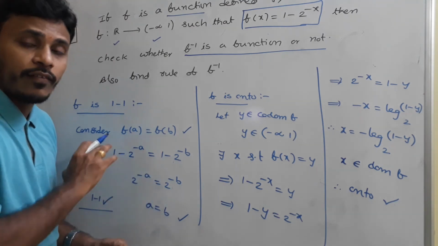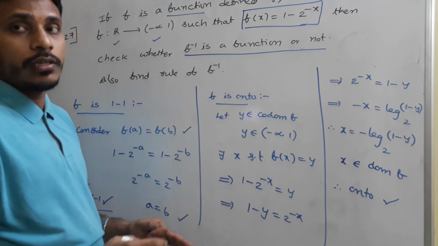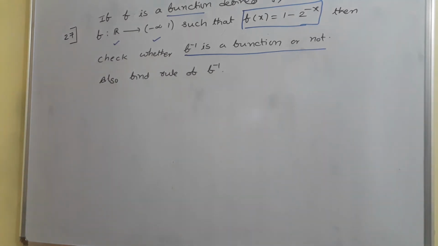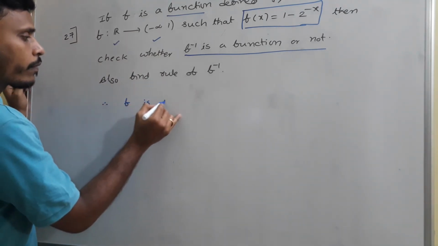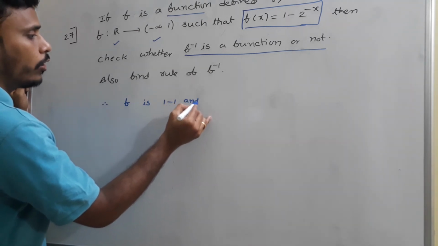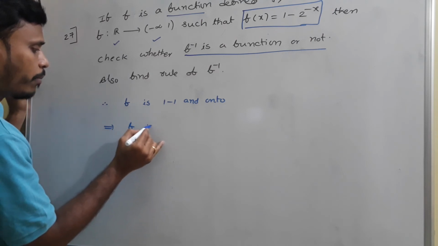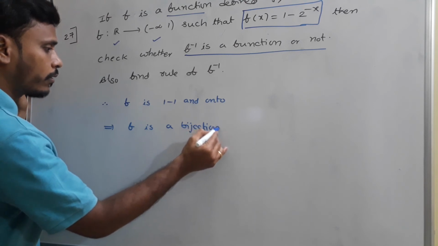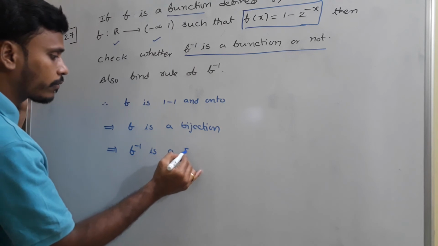I have no space here, so I will erase it and then discuss. If f is both 1-1 and onto, f is a bijection, and so its inverse is again a function. So from the discussion it is very clear that f is 1-1 and onto. Since f is 1-1 and onto, that implies f is a bijection. Since f is a bijection, that implies f inverse is a function.